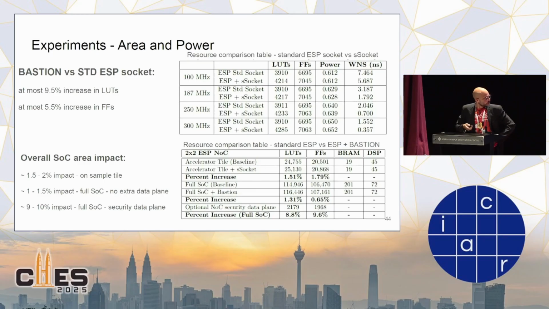But if you prefer to be safer and use an extra data plane, developing it inside the network on chip, the cost is considerably higher because of the deployment of this data plane, and it ranges between 9 and 10%.